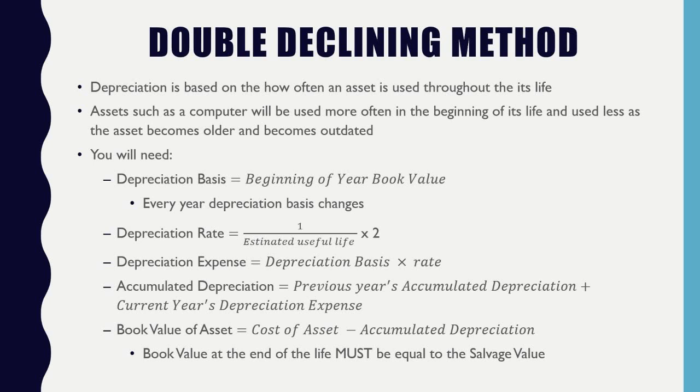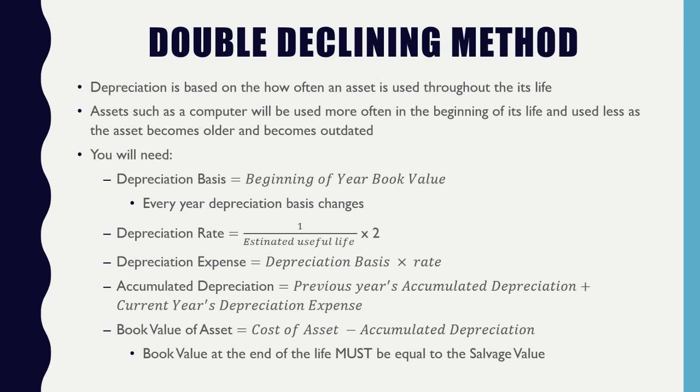Okay? Now, this one's even more particular. It's the beginning of the year's book value. So that means this number is going to be constantly changing. All right? The next one is the depreciation rate. This rate is actually going to be different. It's not going to be like the per unit rate. This depreciation rate is going to be based off of 1 divided by the number of useful life.